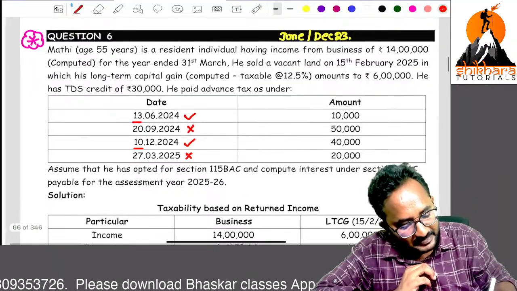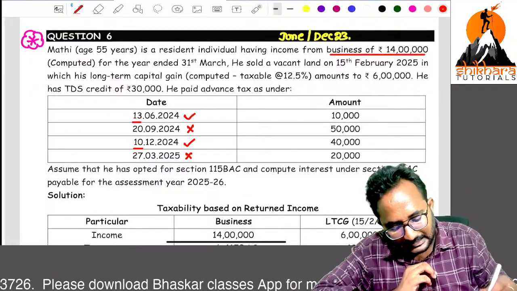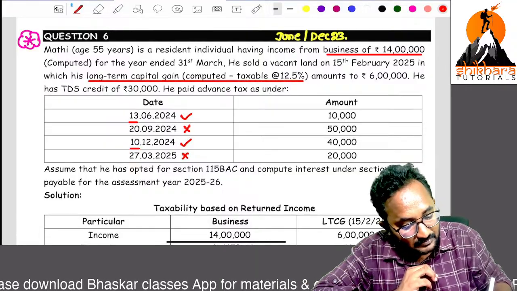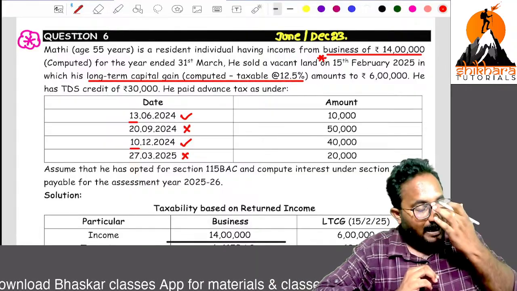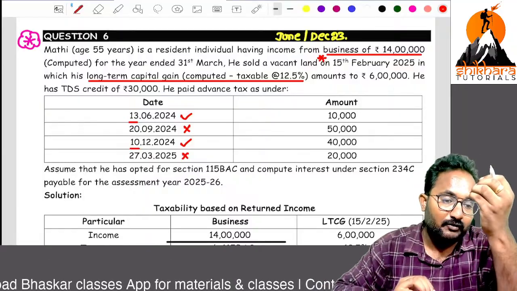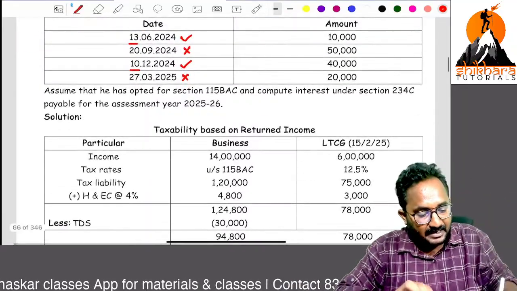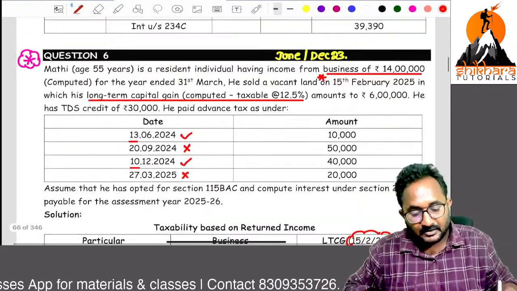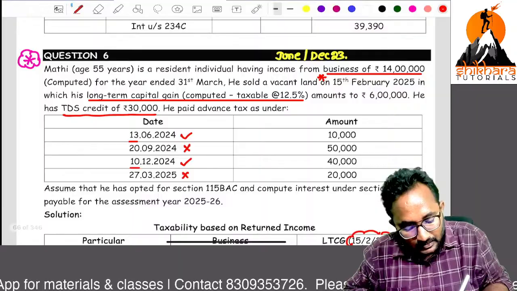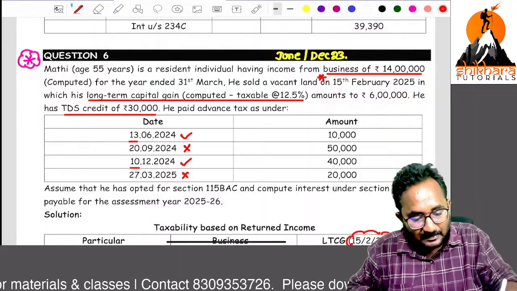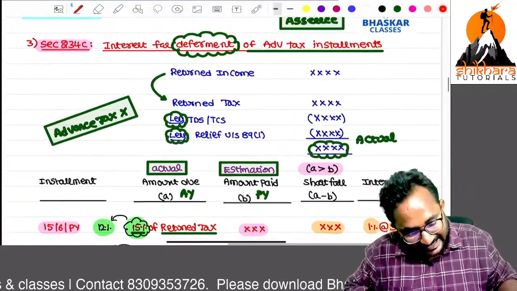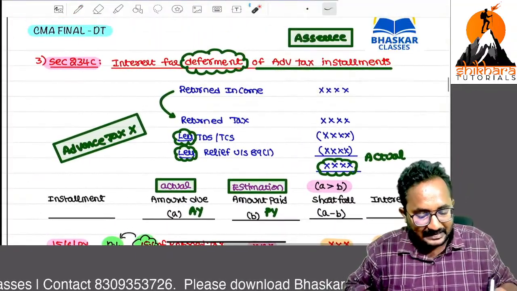And they have given two incomes, ma. One is business income, another one is capital gain. But on which date was the capital gain amount realized, ma? 15th December. That means after 15th December, we know only one installment. Within that installment, if you consider it, that's okay. But TDS credit is there.